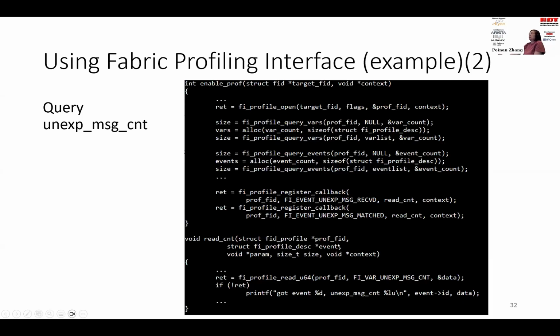The callback is very simple and straightforward. Once notified of this event, it just reads the unexpected message count. After a successful read, the callback simply prints out that it got an event with the event ID and the unexpected message count is such value. So I will use the demo to show how this works.